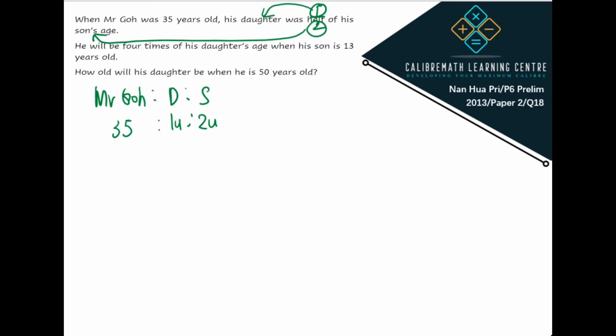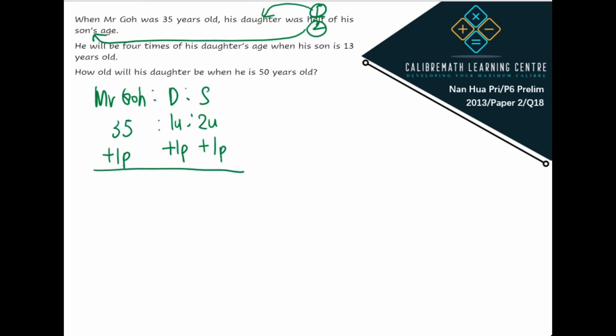Now some years later, he will be 4 times of his daughter's age when his son is 13 years old. Now some years later will mean that Mr. Goh has increased in his age. We don't know how many years he has increased his age by. So we're going to use plus 1 part to represent that he has increased by some years, which we don't know how many. But we know that the daughter and the son will also increase by the same number of years. So that will mean that the daughter will plus 1 part too, and the son will also plus 1 part.